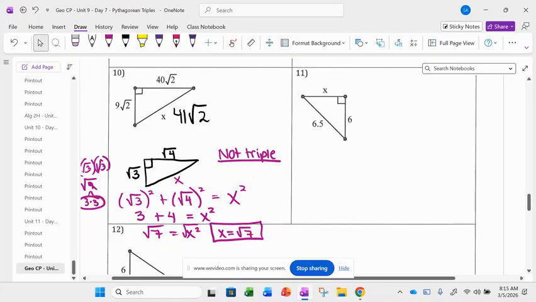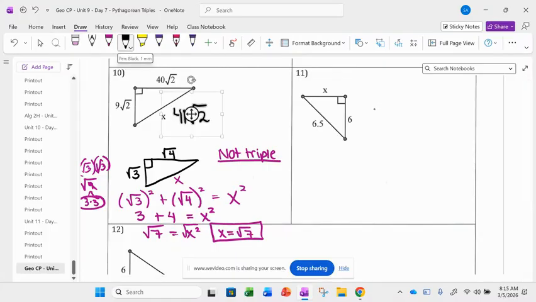All right, number 11. I actually want you guys to try number 11 on your own. You don't want to do the Pythagorean theorem with a decimal. Since you don't want to do a Pythagorean theorem with a 0.5, what would you multiply 0.5 by to get it to be a whole number? 2, exactly. So always multiply 0.5 by 2, and that will get it to be a whole number.